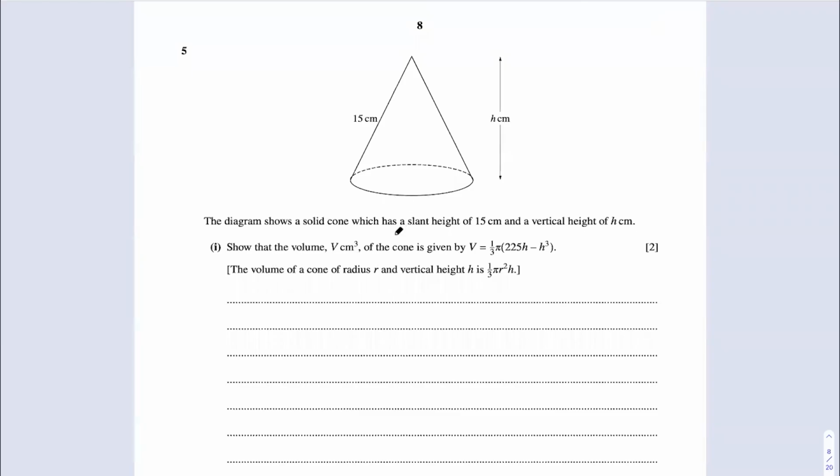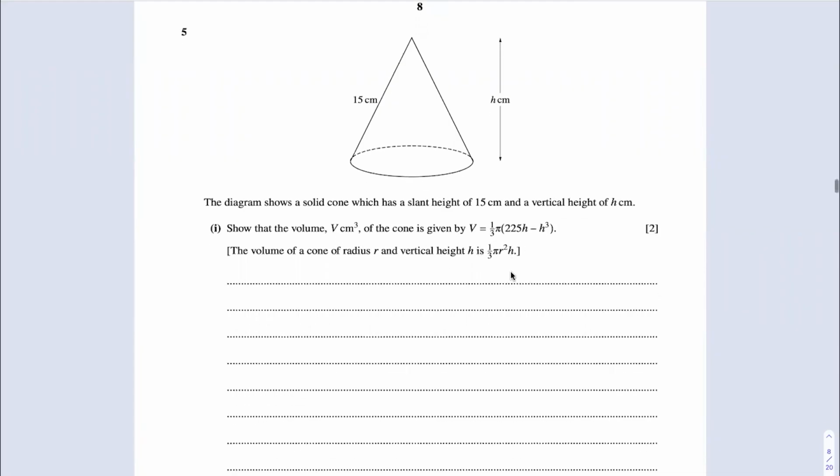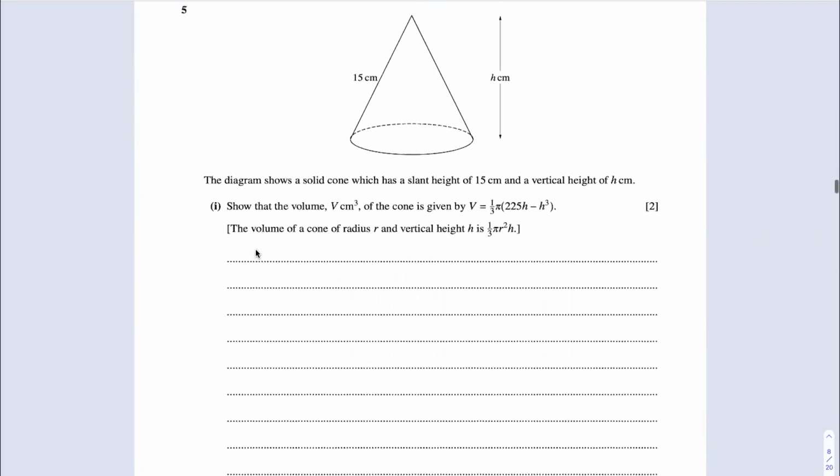Question 5: we have a solid cone with a slant height of 15 and a vertical height of h. We have to show that the volume of the cone is given by 1/3 π(225h − h³). We know that the volume of a cone is 1/3 πr²h. In the given expression, there is no r, so we have to find r in terms of h.